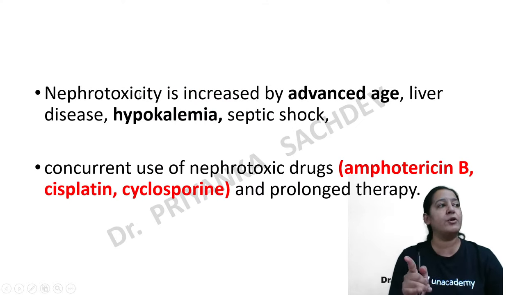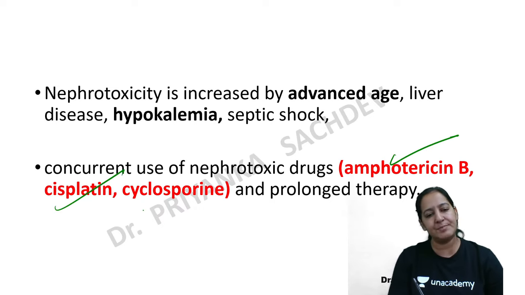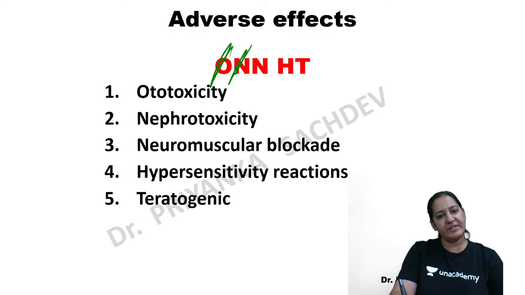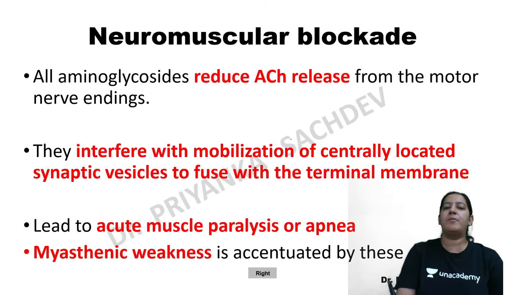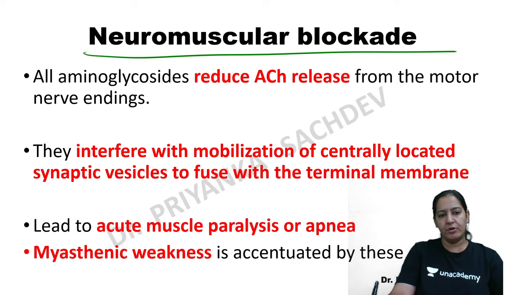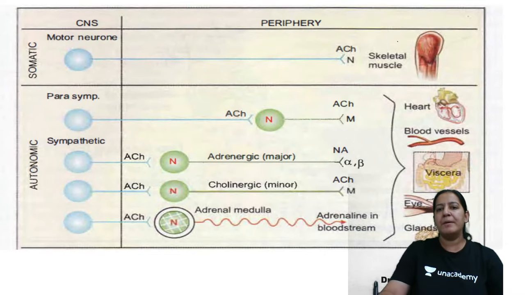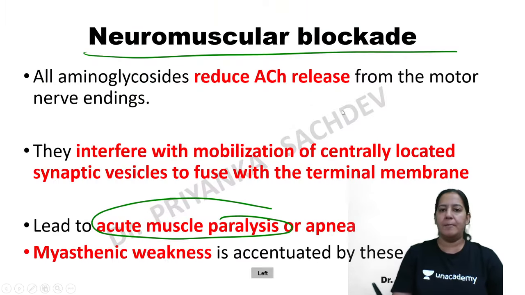So never give aminoglycoside with other drugs which are nephrotoxic, like amphotericin B, cisplatin and cyclosporin. So we are done with ototoxicity. We are done with nephrotoxicity. Coming to neuromuscular blockage. It causes neuromuscular blockage, that's why the patient may have acute muscle paralysis. Acute muscle paralysis can happen because of neuromuscular junction blockage.